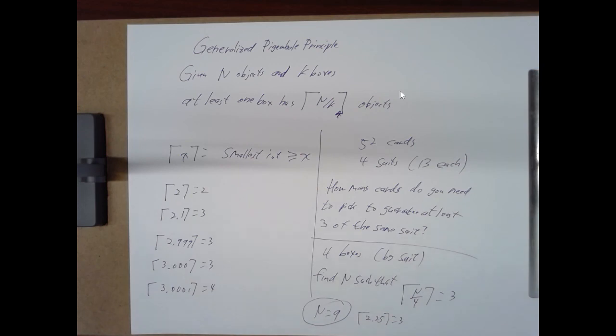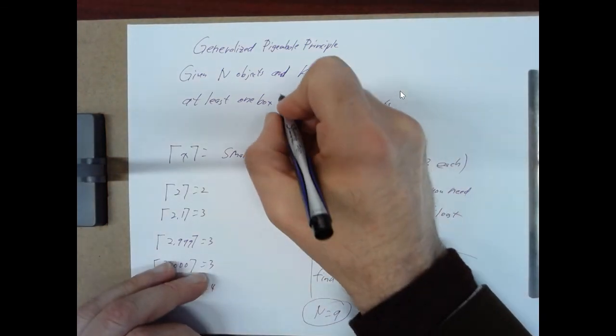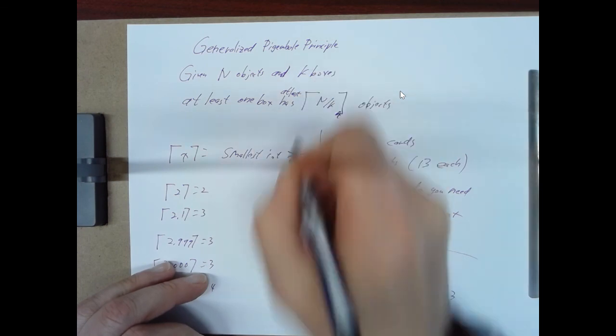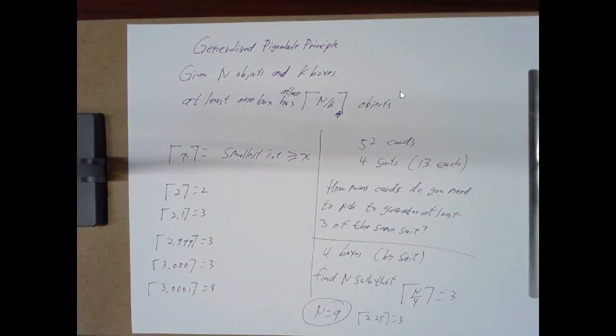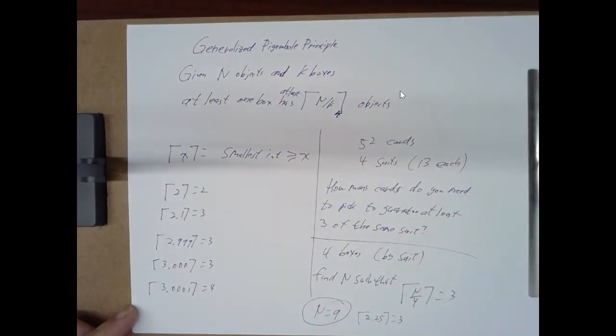Yeah? Generalized principle. Why isn't it at least one box has at least n over k objects? Actually, one box has, yeah, at least. Thank you. Right, because they could all go into one box. Right, so this makes sense, right? If you're picking 9 cards, you could pick a club, diamond, heart, spade, club, diamond, heart, spade. You've got 2 of each suit. You pick the 9th card, it's going to be a club, diamond, heart, or spade, and whichever one it is, now you've got 3 of that suit. Right, that's the intuitive way of looking at this, but this is a formalized way to do this.